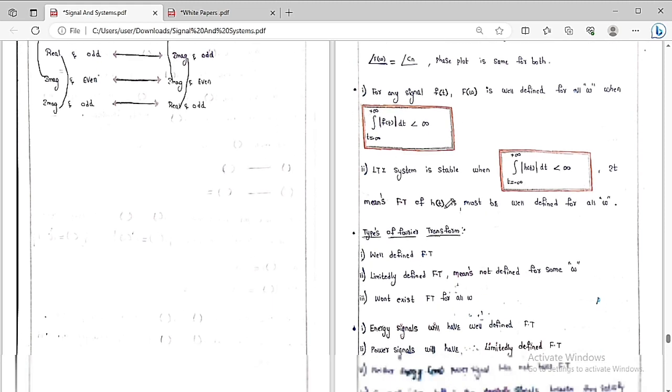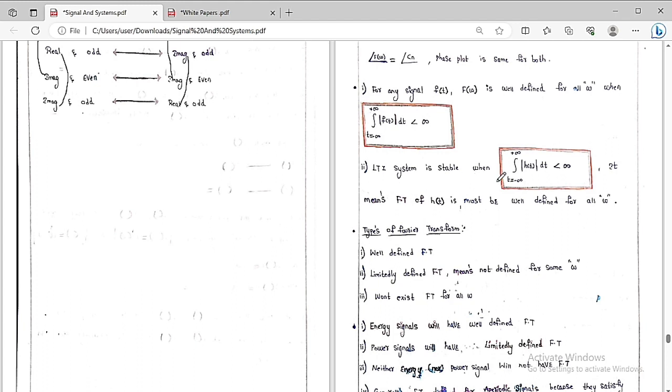The next point is, an LTI system is stable when the integral from minus infinity to plus infinity of the magnitude of h(t) dt is less than infinity. It means the Fourier transform of h(t) must be well defined for all ω. So what is the meaning of this? Suppose you take an LTI system, for which the impulse response is h(t). So for δ(t) the impulse response is h(t). Suppose h(t) is absolutely integrable, then definitely we can say the system is said to be stable.